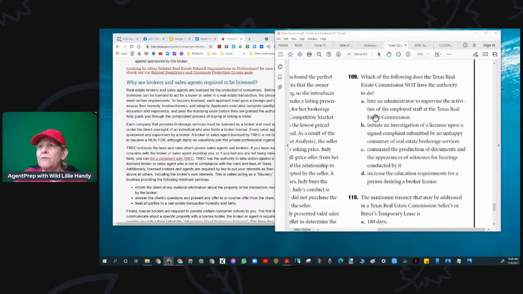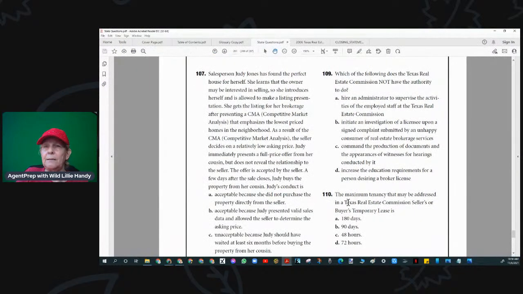So can TREC hire an administrator to supervise activities of employed staff at TREC? Can they initiate an investigation of a licensee upon a signed complaint? Can they command the production of documents and the appearance of witnesses for hearings by it? Or can they increase the education requirements for a person desiring a broker license? So which one do you think? Oh, I should enlarge that. Sorry about that.